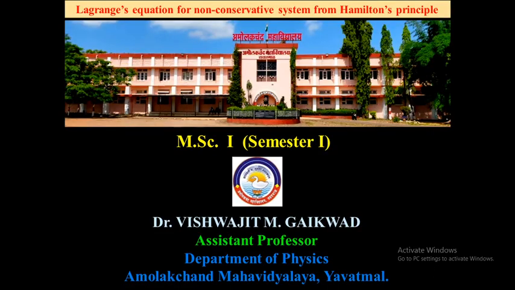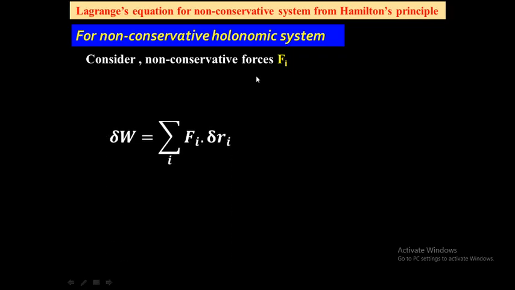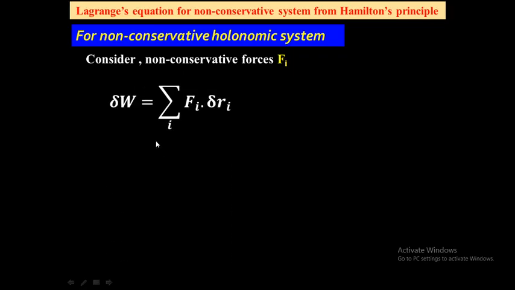Hello students, today we will see the derivation of Lagrange's equation for non-conservative system from Hamilton's principle. So for a non-conservative holonomic system, we consider non-conservative forces Fi, and we know that the work done by the non-conservative force can be given as delta W equal to summation over i Fi into delta Ri, where delta Ri is the virtual displacement and the summation over i is for the system of particles.